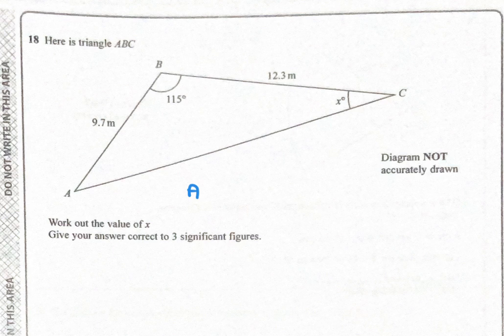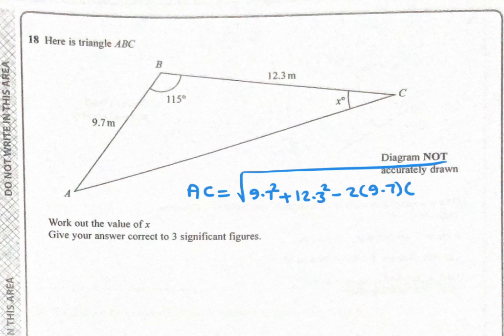So AC equals the square root of 9.7 squared plus 12.3 squared minus 2 times 9.7 times 12.3 times cosine of 150, equals 18.6 meters to 3 significant figures. Now this is 18.6. Now use the sine rule to find x.